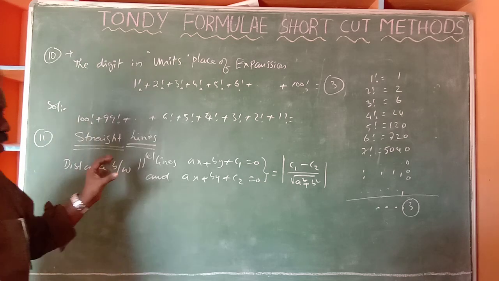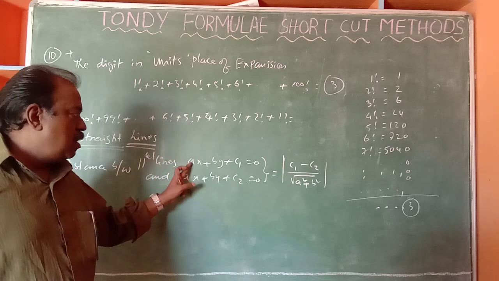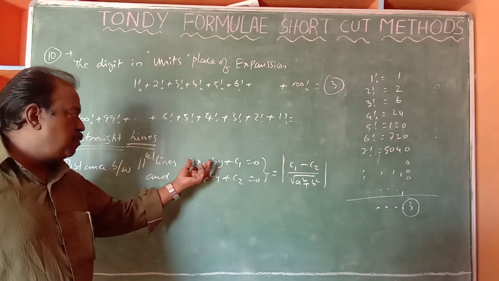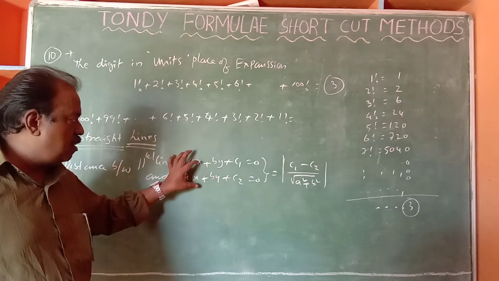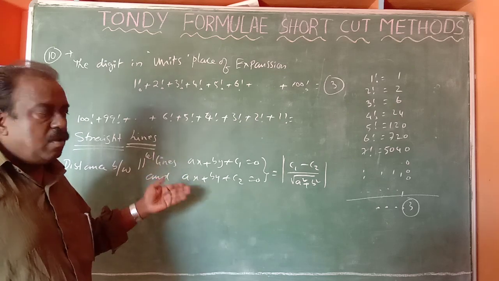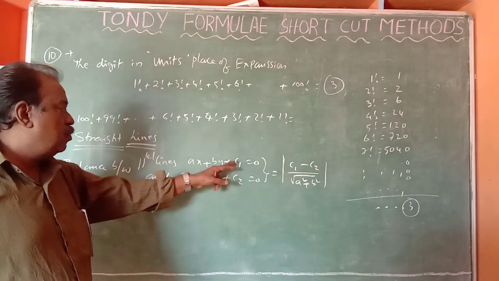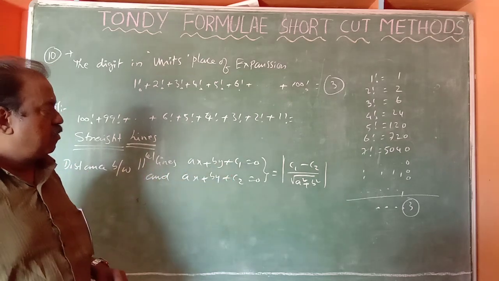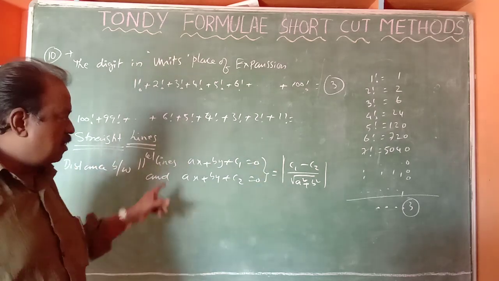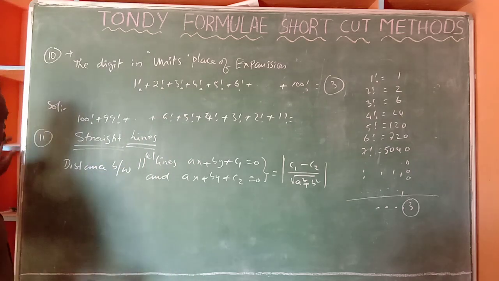You see, here the coefficients A and B of x and y are the same. Why? Because they are parallel lines. Only the difference is between the constants C1 and C2. That is the formula for the distance between parallel lines.